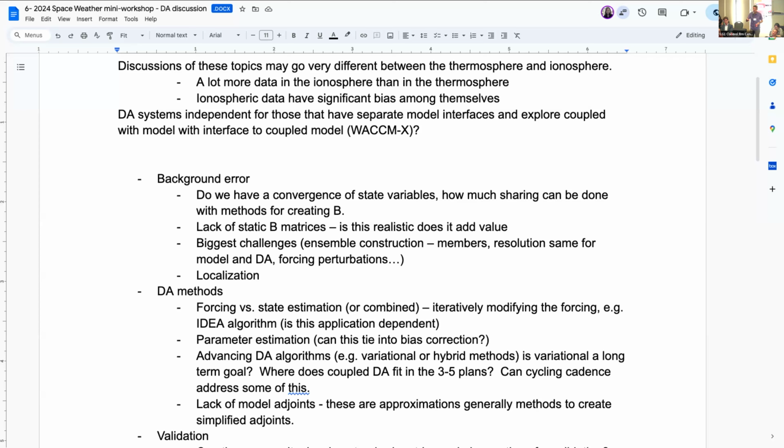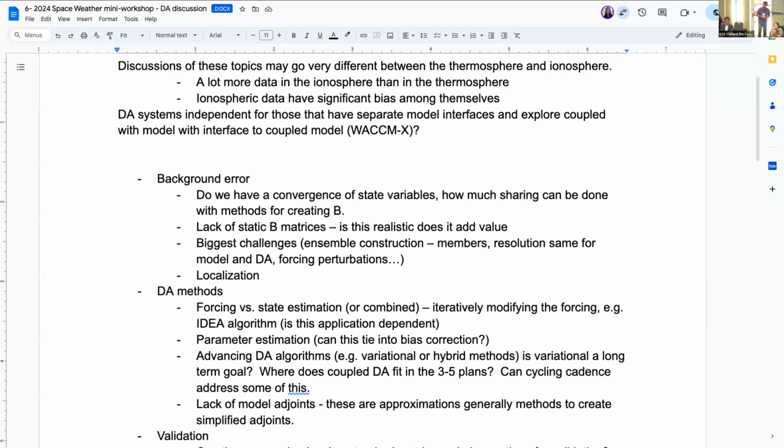the technical refinement or complexity of your static B. But I think the fundamental question is how much is actually persistent climatological, and how much is evolving from cycle to cycle, and that's something I have no idea about.